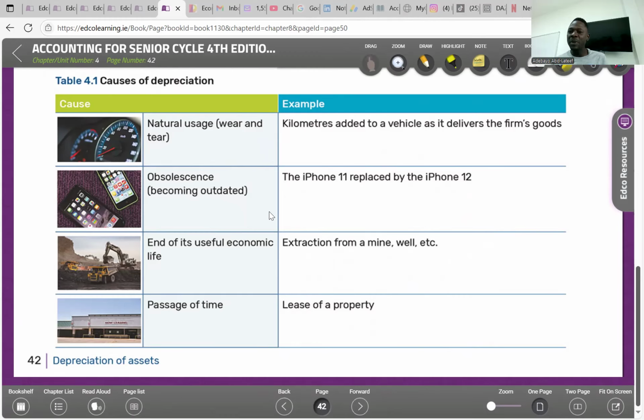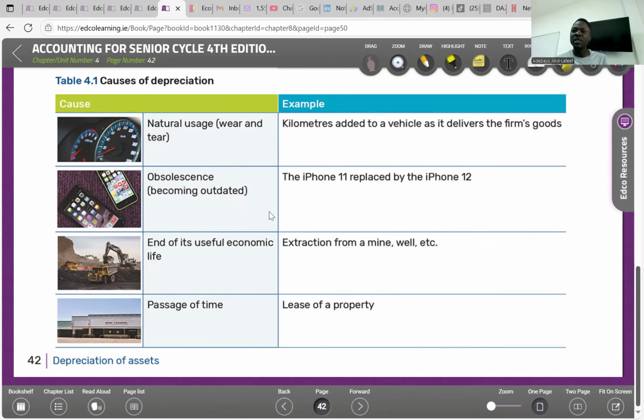Like the iPhone 11 replaced by the iPhone 12. iPhone 11 is outdated, then there's iPhone 12. Afterwards, there's going to be iPhone 13, 14, and so on. So each time that passes by, a new product will be produced, and the old one becomes outdated. And that's another reason for depreciation. The third one, end of its useful economic life. That means the end of the lifespan of such products.